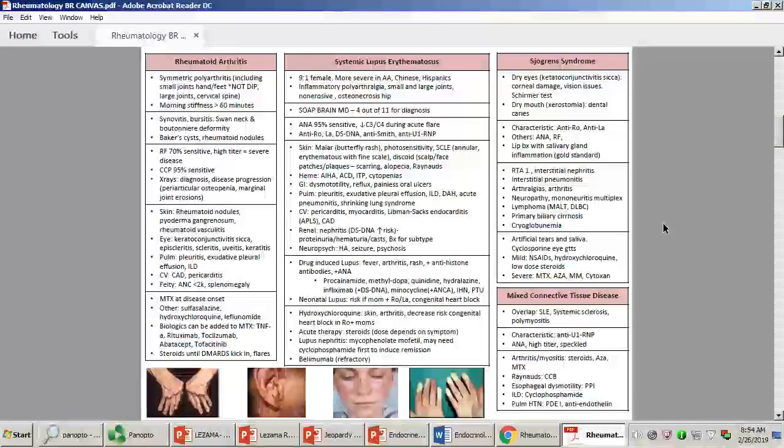Esophageal dysmotility, that's obviously a feature of systemic sclerosis. You really want to just give the PPI because they have so much reflux associated with it. Obviously, it's not going to do anything for the dysmotility in and of itself. Interstitial lung disease: cyclophosphamide.